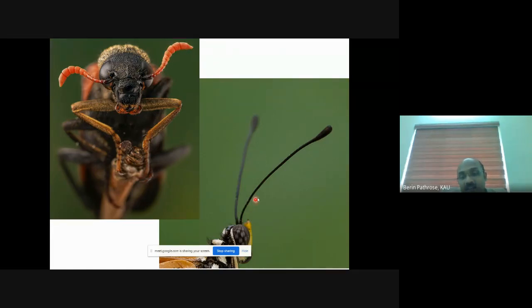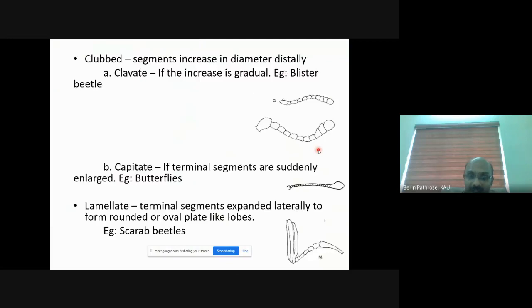And this is the antenna of a butterfly. This is capitate antenna. In capitate antenna, you can see up to here the size of the segments are uniform. We can say it is almost similar to a filiform antenna. But after this, you can see there is a sudden enlargement of the segments. That is capitate antenna. That is the case with butterflies.